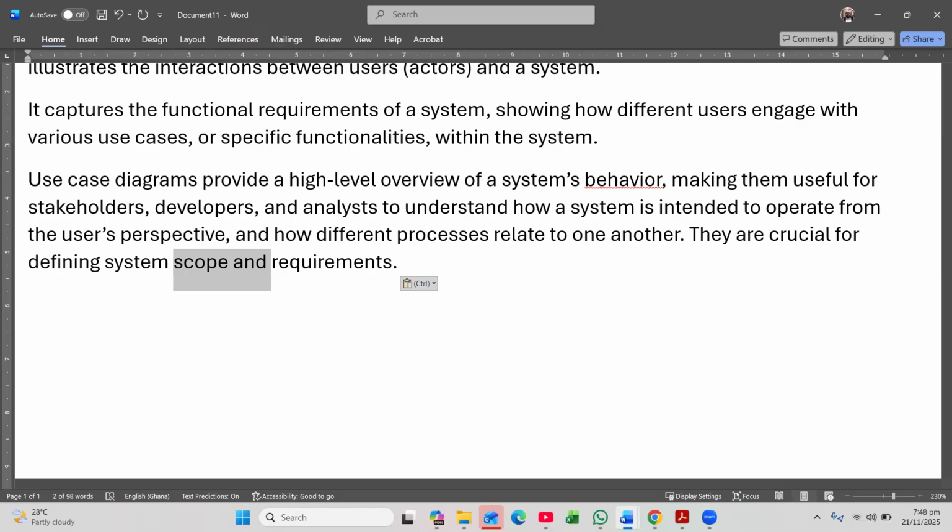So specifying the scope of the system is very important. It gives you an idea of how the system is going to work, the boundaries it is going to work within, who is going to work there, what the person can do. All of those things are known before you go and code anything. Are there any questions?